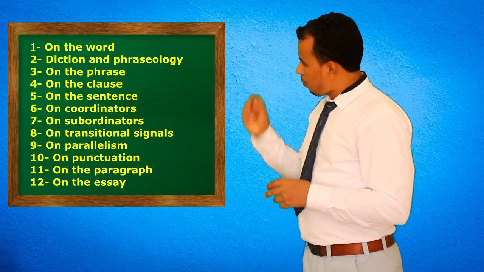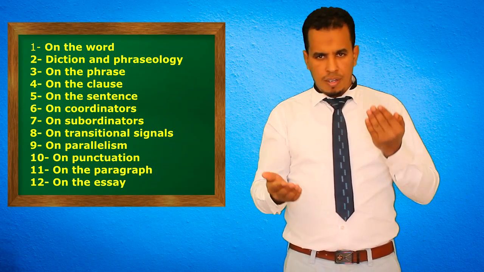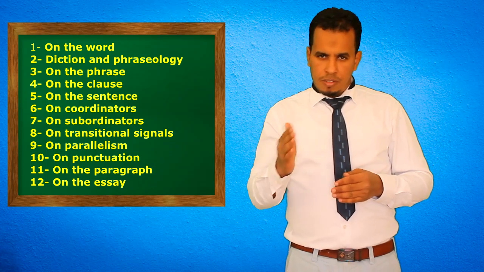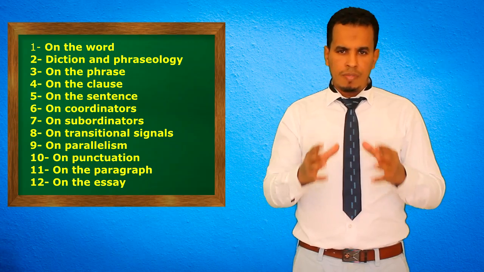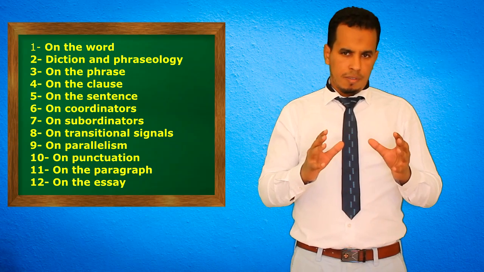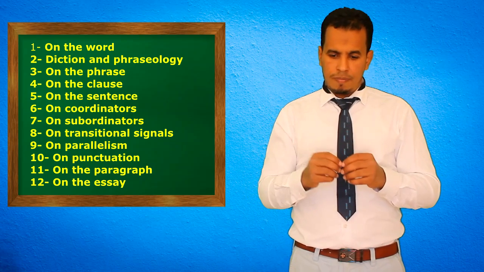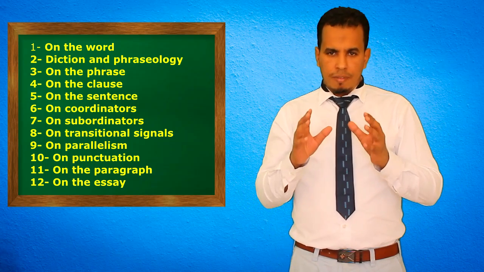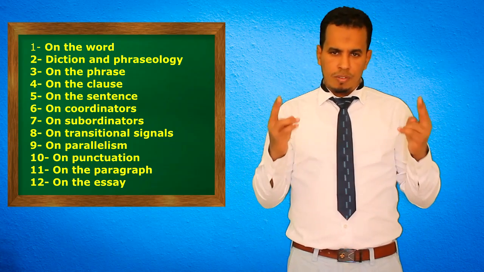So the fourth point would be about clauses. We shall be talking about the difference between clauses and phrases, and then we shall be talking about the types of clauses, the dependent clause and the independent clause, and what is the difference between them. No doubt, the independent clause is by nature a simple sentence, while the dependent clause is a fragment. It cannot stand alone. We shall be talking about those two types.